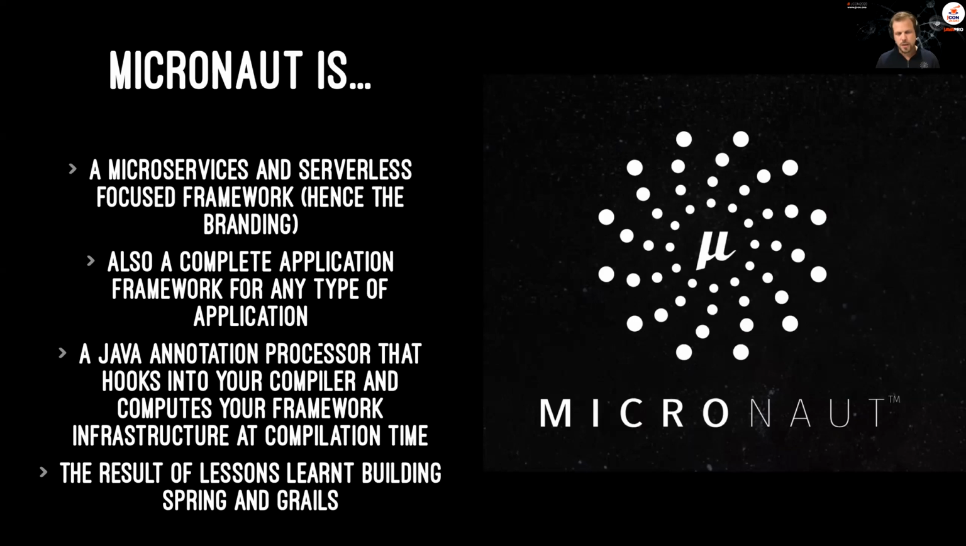So you can think of Micronaut right now as clearly a microservice and serverless focused framework. But it's also a tool that can be used to build any kind of application. Anything that has a static void main is a target for Micronaut. It's also a Java annotation processor. So what does that mean? It means that it hooks into the Java compiler and essentially computes your framework infrastructure at compilation. So we like to think of Micronaut as compile time framework infrastructure. And it's essentially the result of 10 years of lessons learned building Spring and Grails applications.